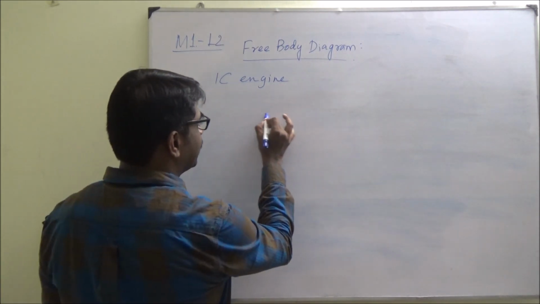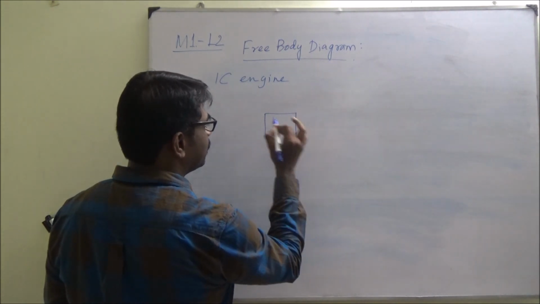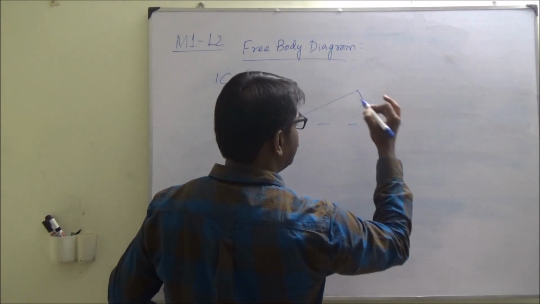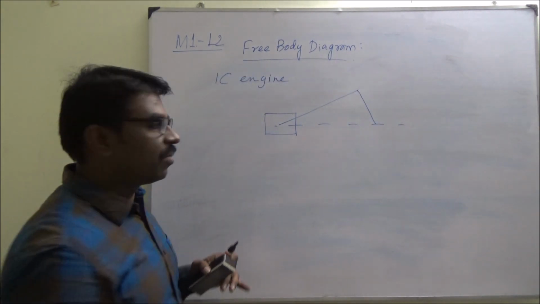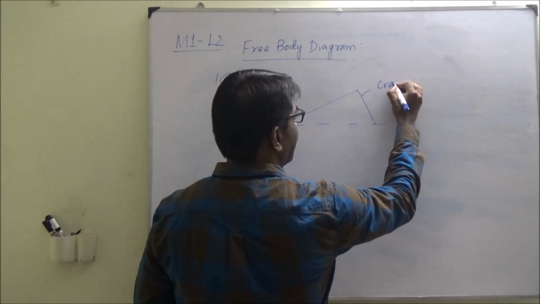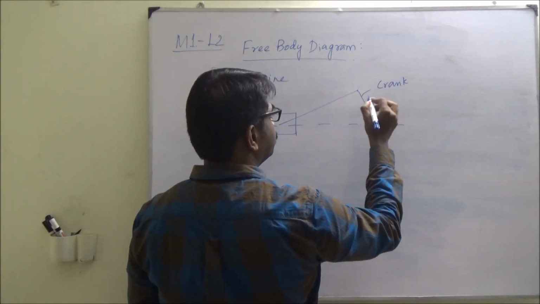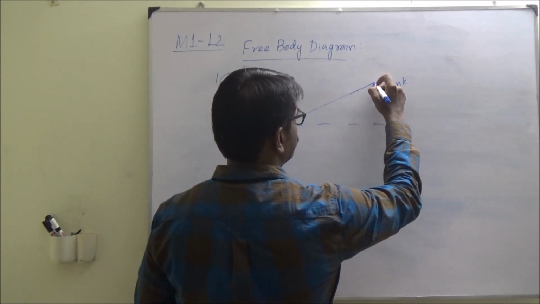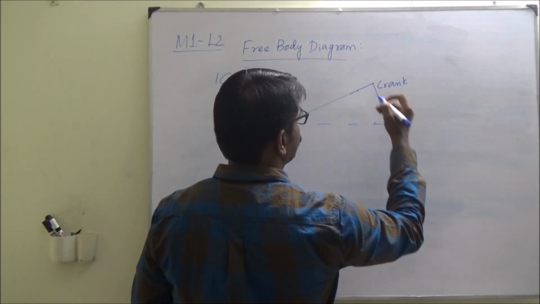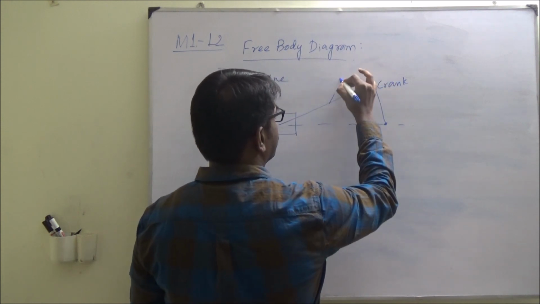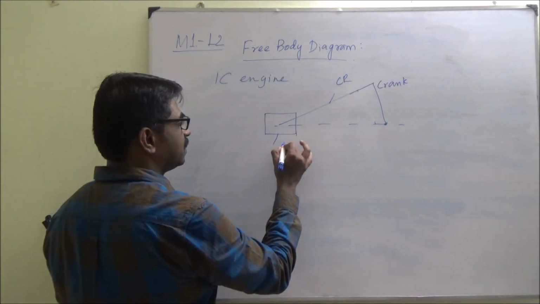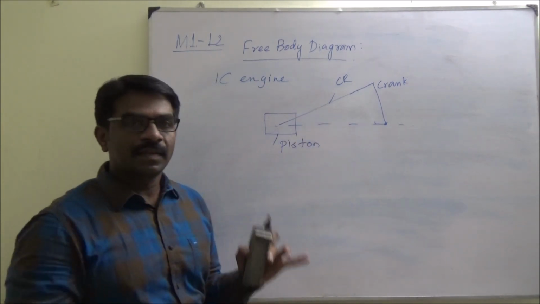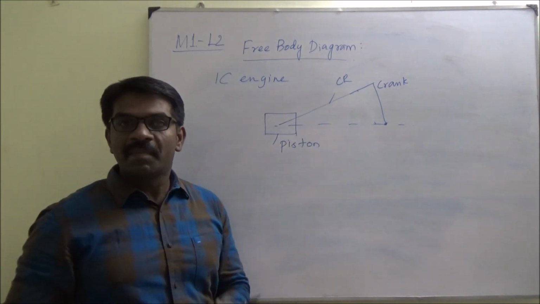So that is represented as, you take this as the piston and then a connecting rod, and there is a crank as well. So this is the crank, this is the connecting rod and this is the piston. This is a system, a mechanism.